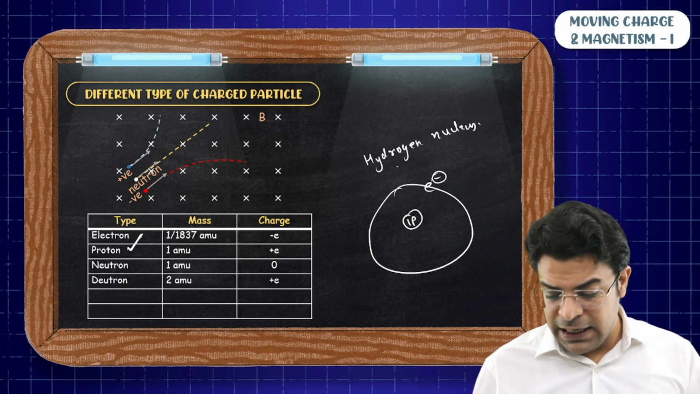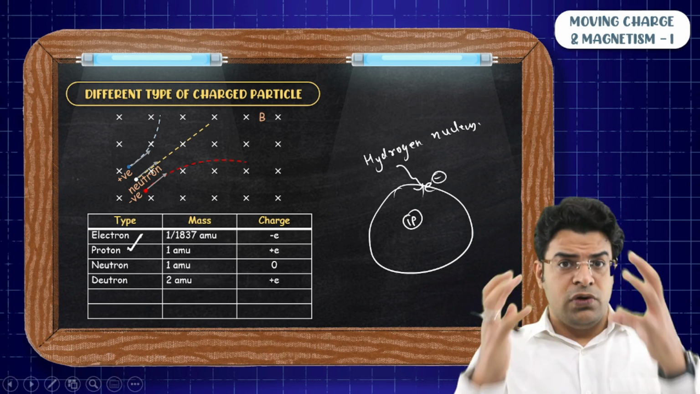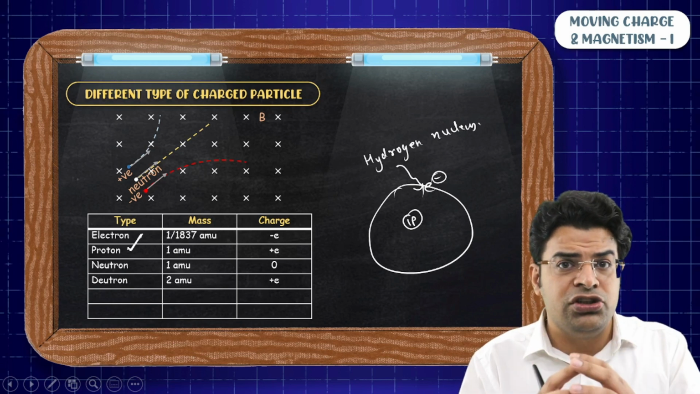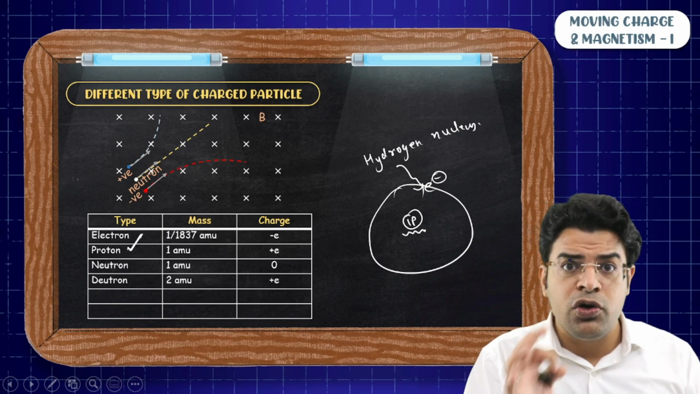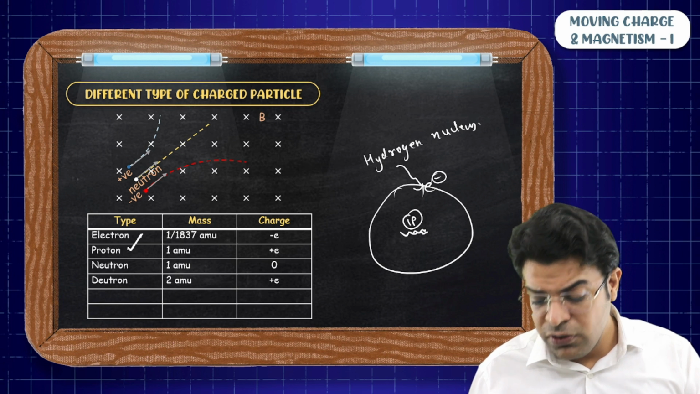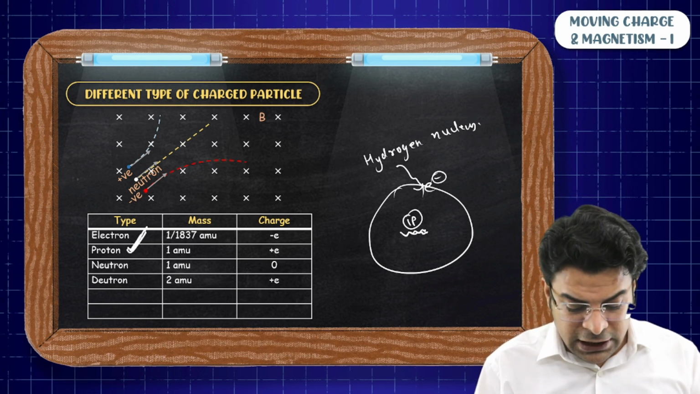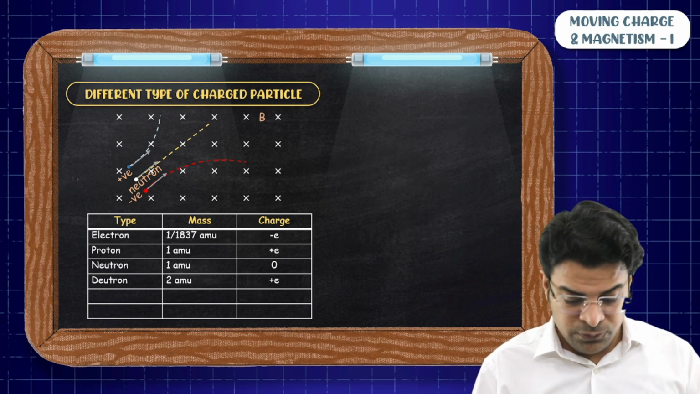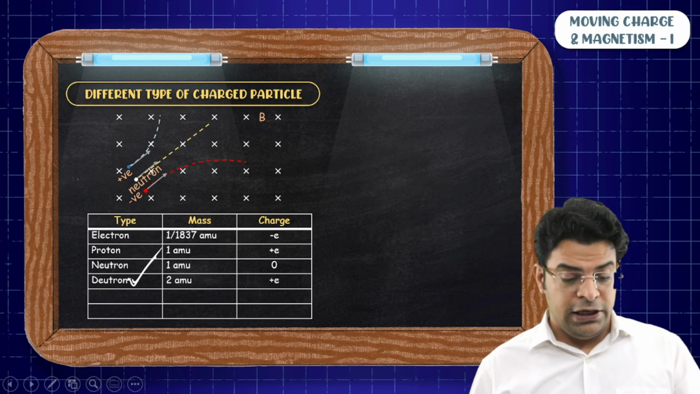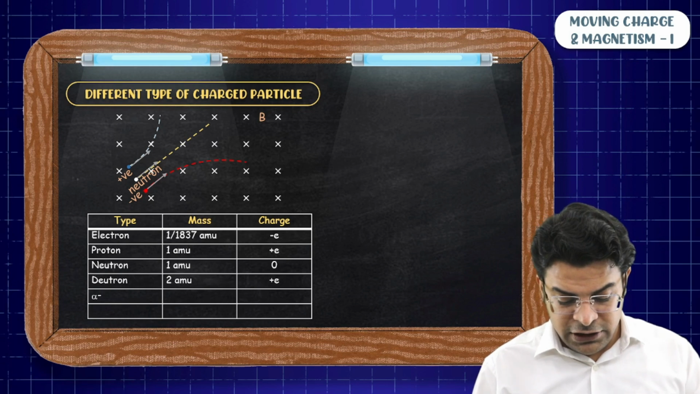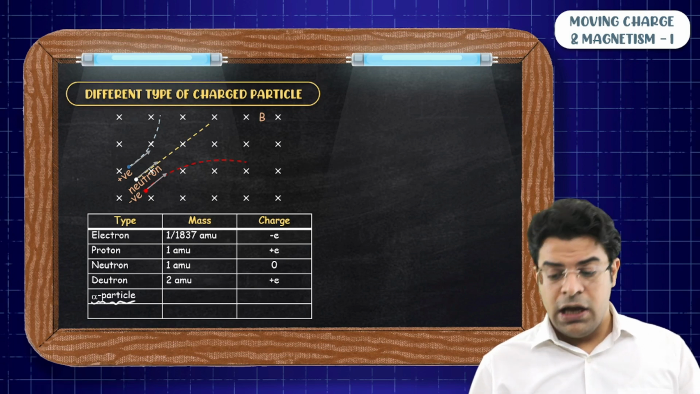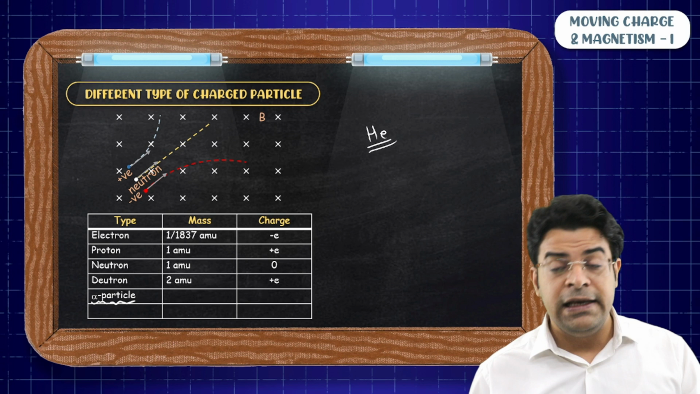If you excite the electron to leave the nucleus, if you provide it with sufficient energy to leave the nucleus, then what you are left with is the hydrogen nucleus. And the hydrogen nucleus itself is the proton. So do remember that proton is nothing but hydrogen nucleus. Deuteron is nothing but deuterium nucleus. The next thing we need to talk about is alpha particle. Alpha particle is nothing but helium nucleus.